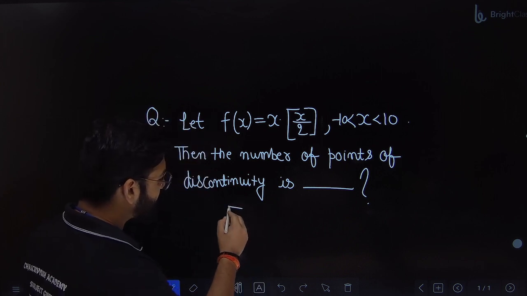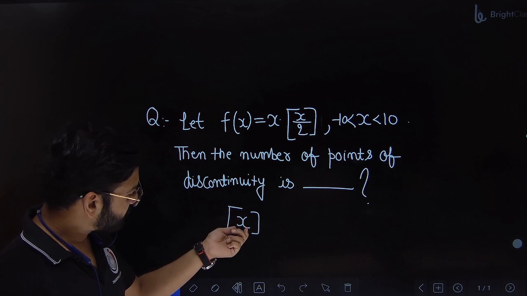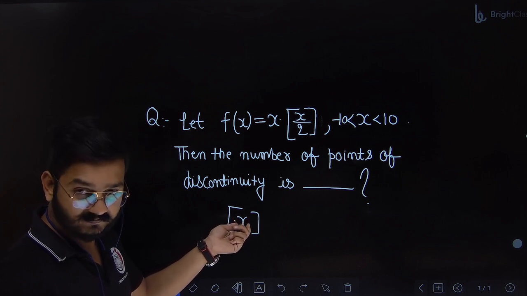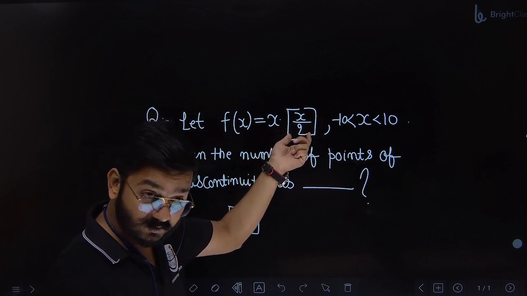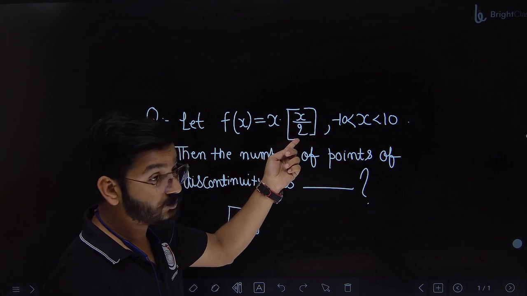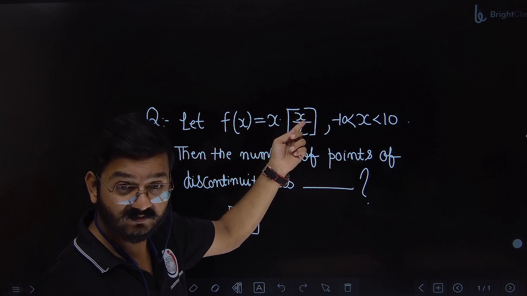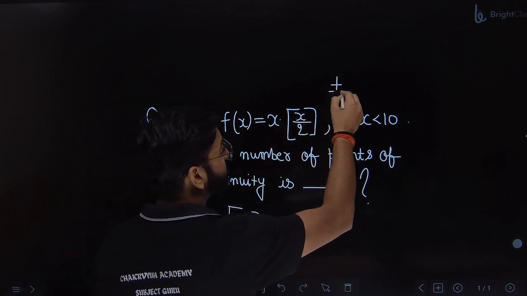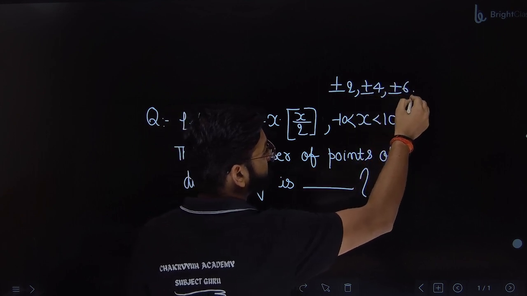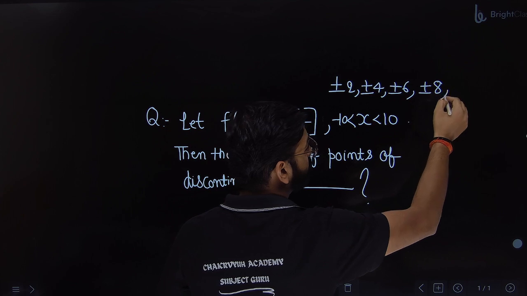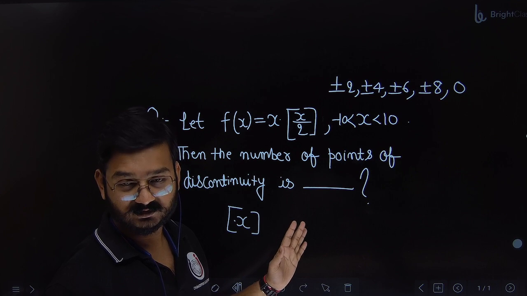So if it is greatest integer of x, we say that this will be discontinuous at all the points where x will be an integer. Correct? Same statement I'm repeating here. All the points where x by 2 will be an integer. Because it is x by 2, you will take all even values of x. Correct? So plus minus 2, plus minus 4, plus minus 6, plus minus 8, and don't leave 0. So how many points? 9 points. Do we need to write anything for this?